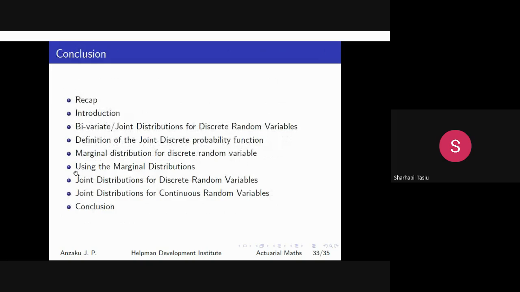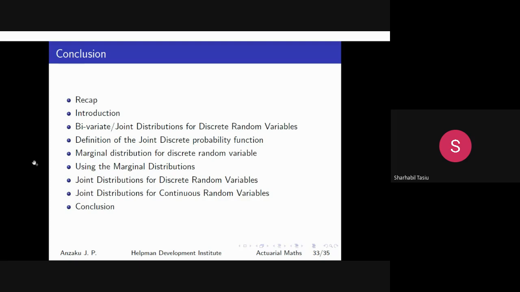So, recap. In conclusion, we gave a brief recap of our last class. We did an introduction. We explained that in our last class we talked about the univariate probability distribution, both the discrete case and the continuous case. And today we want to talk about what happens if we are trying to see a case whereby there are two random variables. How can we determine their probability? That's where the bivariate or the joint distributions come into play. And we looked at an example for the discrete case and also an example for the continuous case.